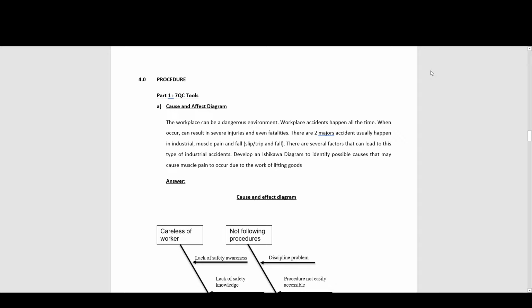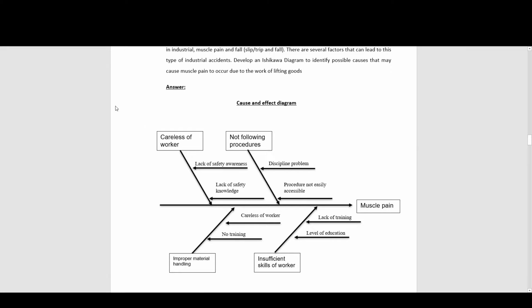Moving on, question 1, part 1, 7QC tools, which is the cause and effect diagram. We can also call it a fishbone diagram, or an Ishikawa diagram. It's called the Ishikawa diagram because the person who created this diagram was Kaoru Ishikawa. The diagram resembles a fishbone, that's why we call it a fishbone diagram.